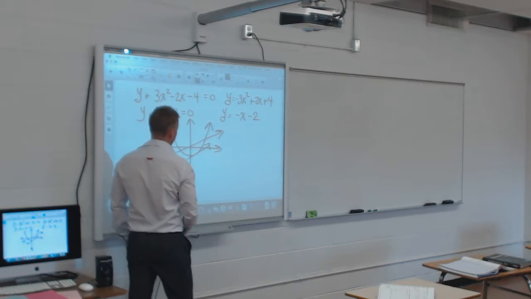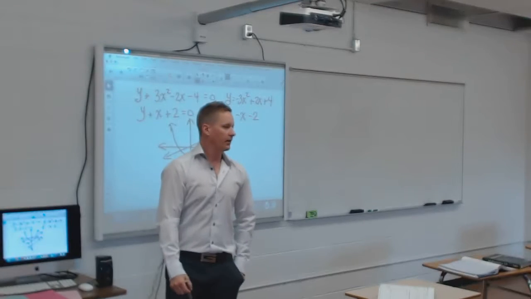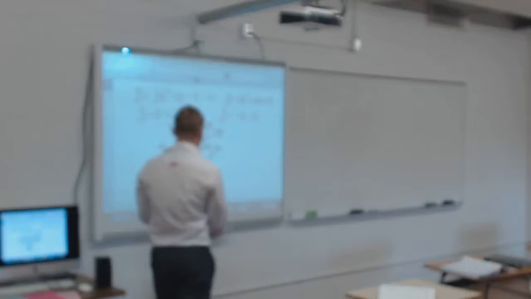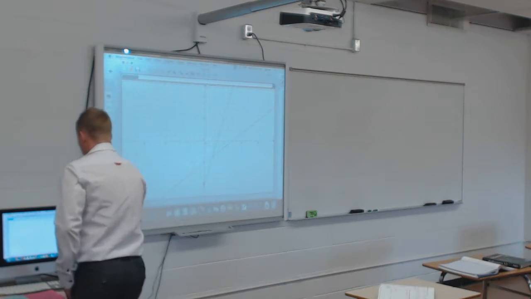One that touches can give me 1, and then I can have one down here in which I would have no solution. And all three are possibilities. Okay? So first thing we'll do then is graph these. Clear this off.